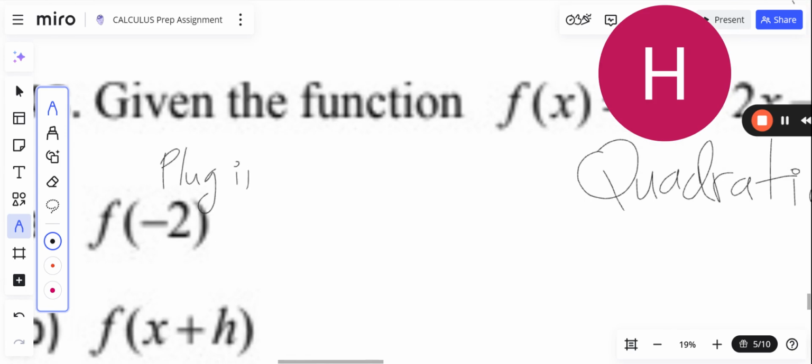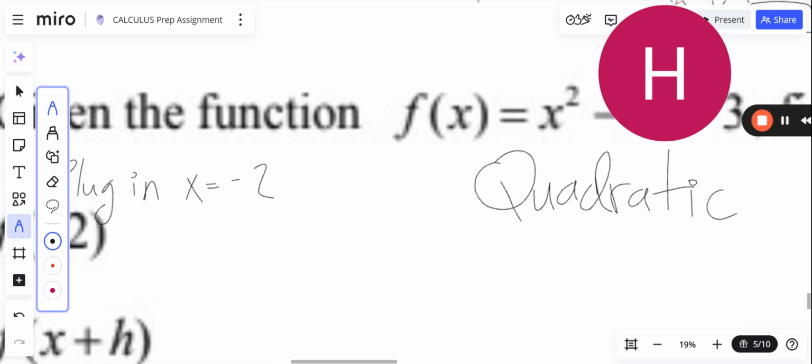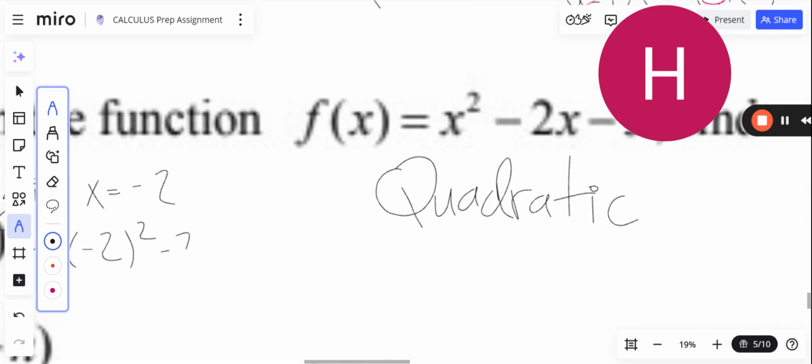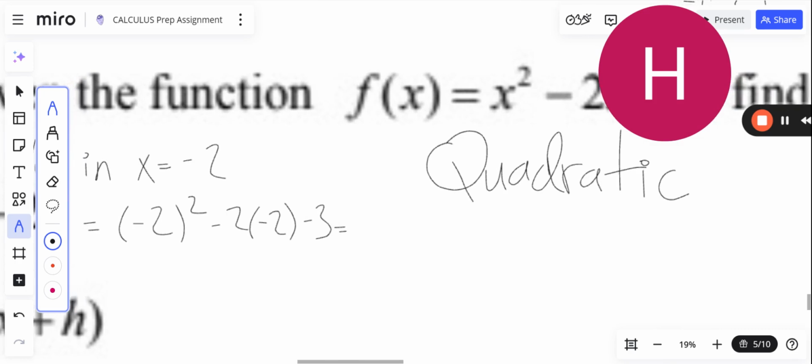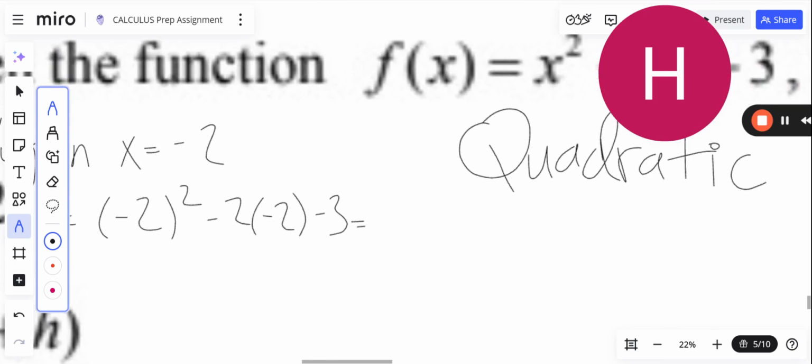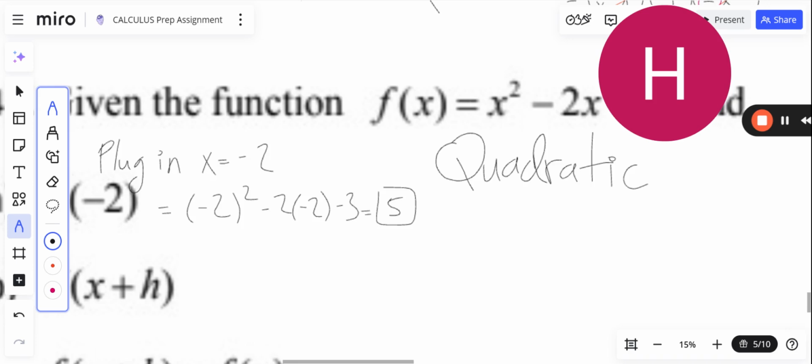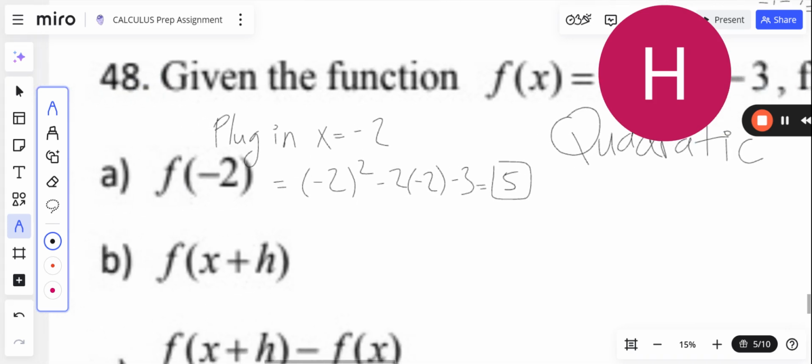So we're going to plug in x equals negative 2. That's going to give us negative 2 squared minus 2 times negative 2 minus 3. So overall, negative 2 squared is 4. Negative 2 times negative 2 is also 4, giving us 8 minus 3, or 5. Nice. Okay, that's easy. That's level 1.